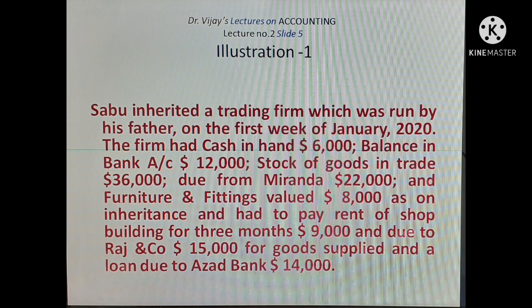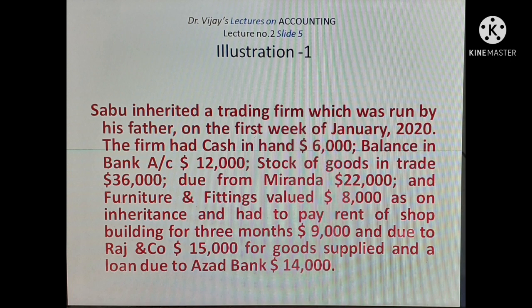Sabu inherited a trading firm which was run by his father in the first week of January 2020. The firm had cash in hand $6,000, balance at bank $12,000, stock of goods in trade $36,000, due from Miranda $22,000, and furniture and fittings valued $8,000 at the time of inheritance. So these are all assets.